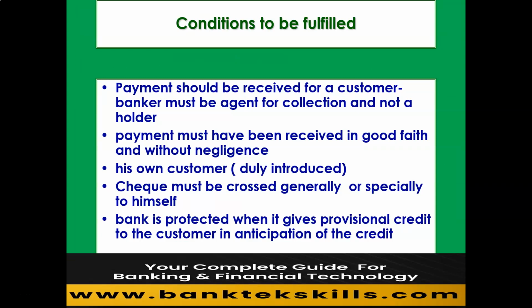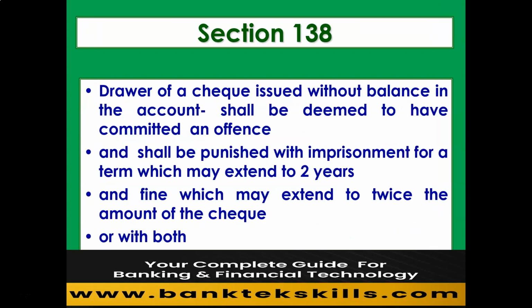Conditions to be fulfilled. Payment should be received for a customer. The banker must be an agent. So this is a protection given under the check truncation system for collection, not as a holder. Payment must have been received in good faith and without negligence, for his own customer duly introduced. The check must be crossed generally or specially for himself. The bank is protected when it gives provisional credit to the customer in anticipation of the credit.